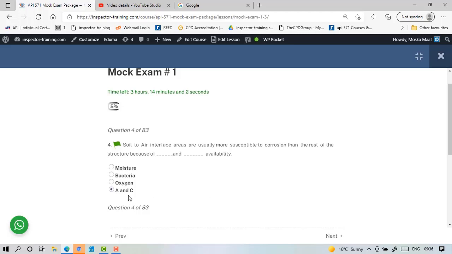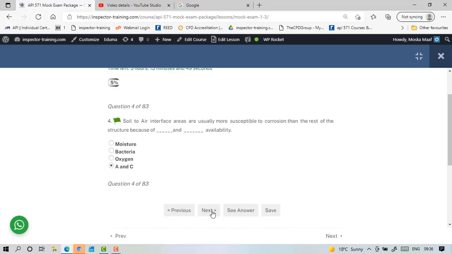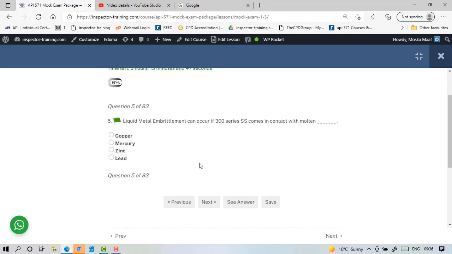Remember, in API there is no "A and C," "A and B," "both two answers," "none of the above," or "all of the above." You won't see this one. And moisture and oxygen are two corrosion drivers actually. Liquid metal embrittlement can occur in contact with mercury.